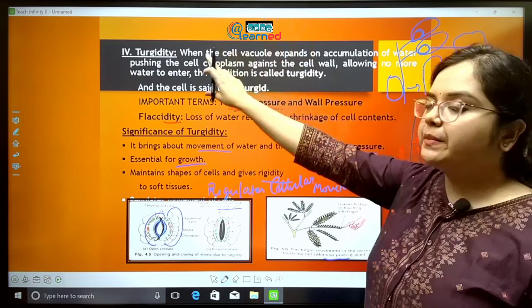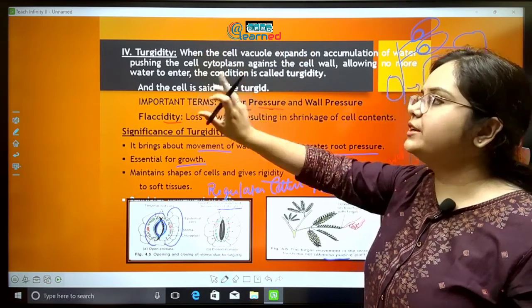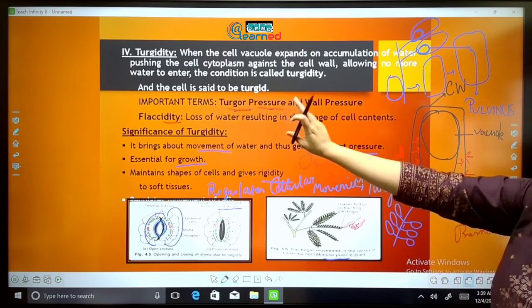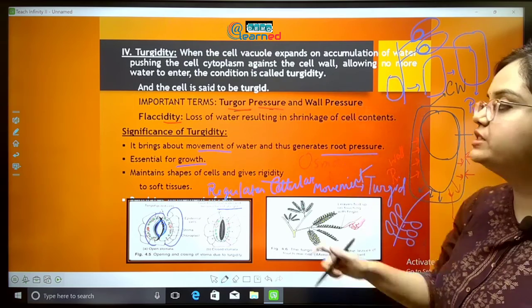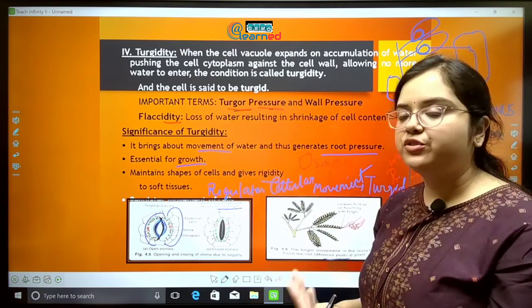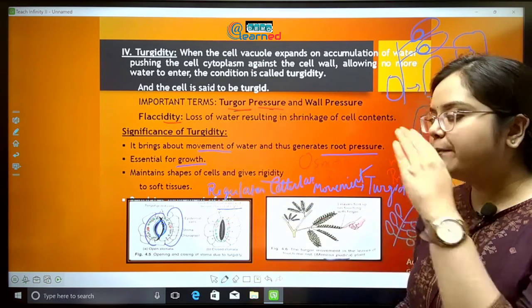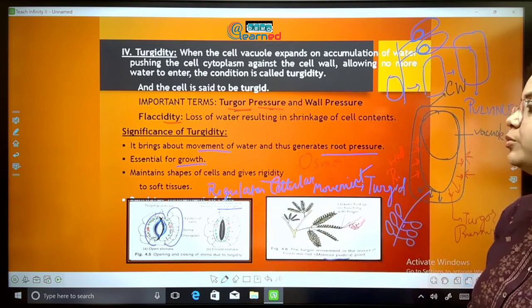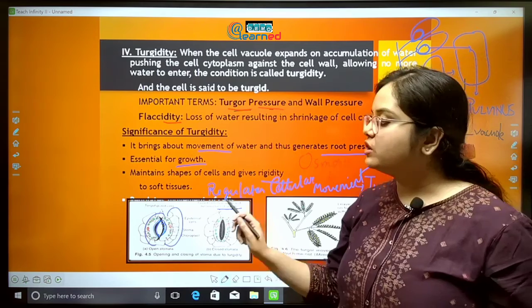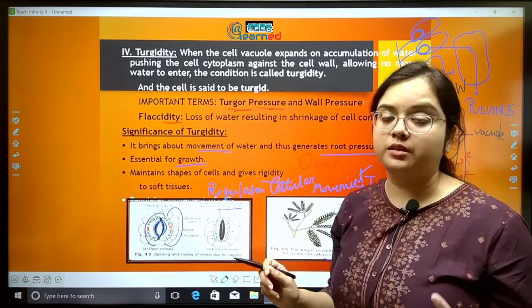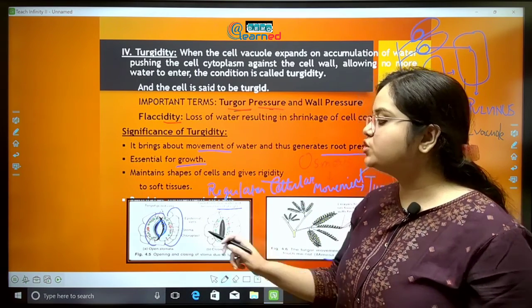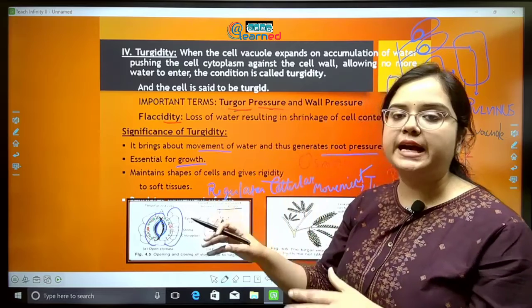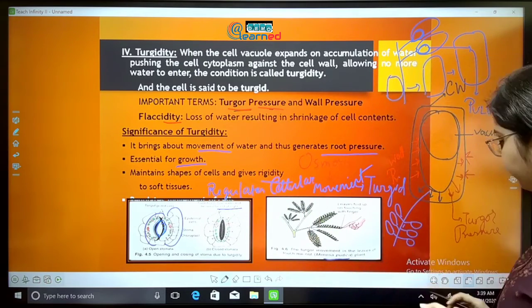When you talk about the definition, of course, then you slowly move on to the important terms: turgor pressure, wall pressure, very important. Flaccidity, how the water is lost, and the number of significances of turgidity. Amongst this, regulation of cellular movement is most important, because this has come up in your previous year's examinations also, where they give you this diagram for you to identify.